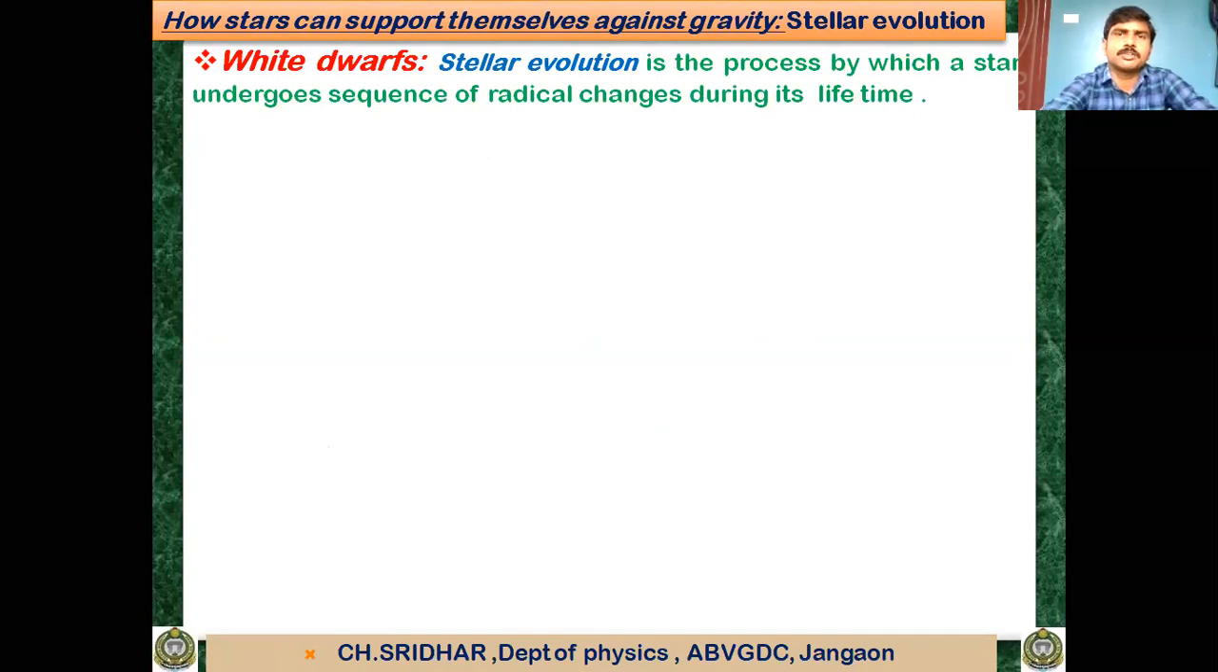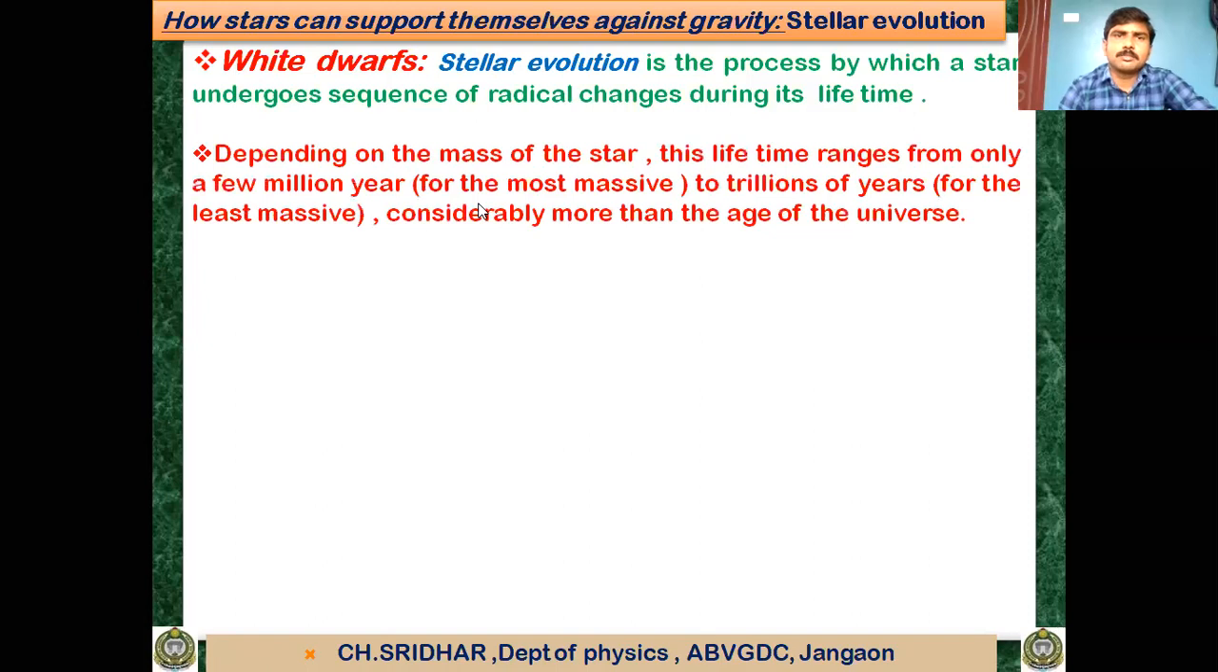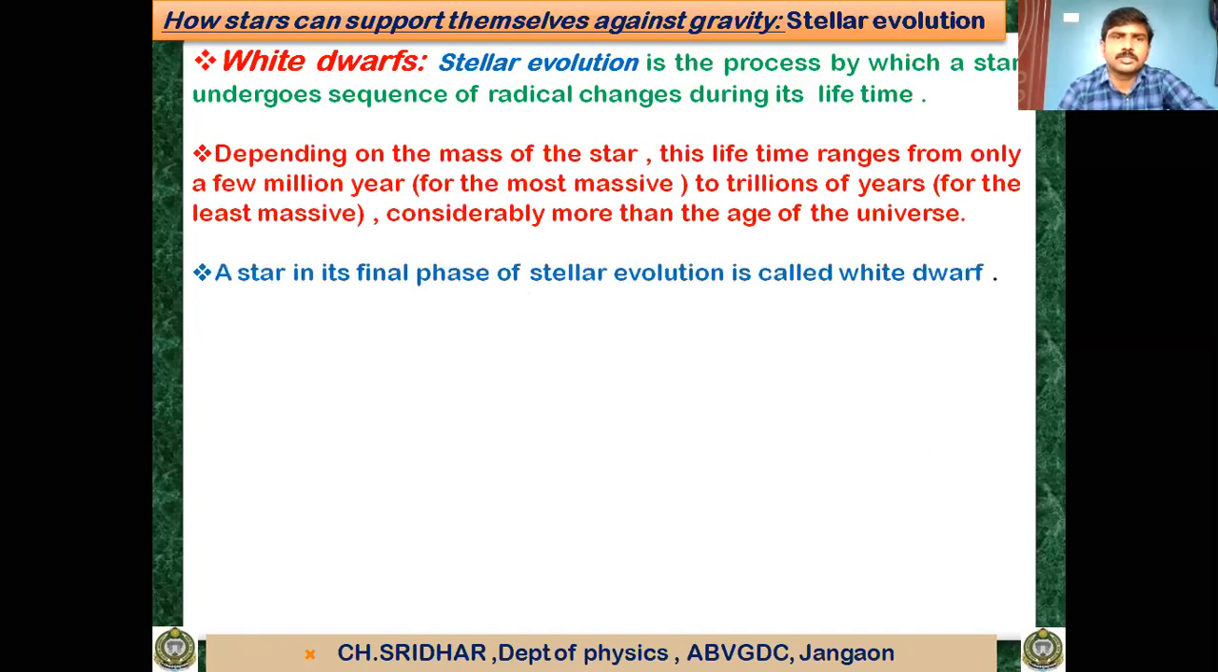Stellar evolution is the process by which a star undergoes a sequence of radical changes during its lifetime. Depending upon the mass of the star, the lifetime ranges from a few million years to a few trillion years, considerably more than the age of the universe. A star in its final phase of stellar evolution is called a white dwarf.